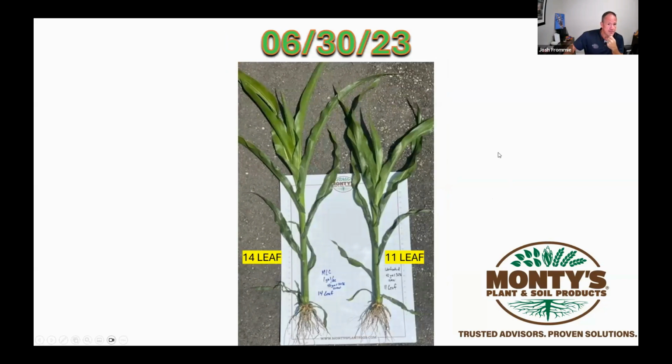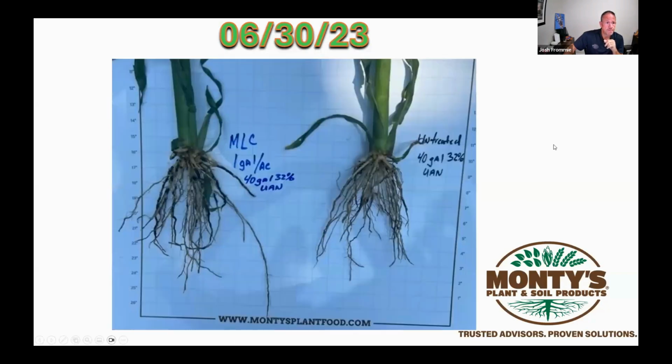We went out, I believe it was June 30th, 2023. The corn on the left was a 14 leaf. Corn on the right was at 11. Both really good looking plants, but you can see the difference in the growth of the 2. Here's the roots on those 2 stalks.